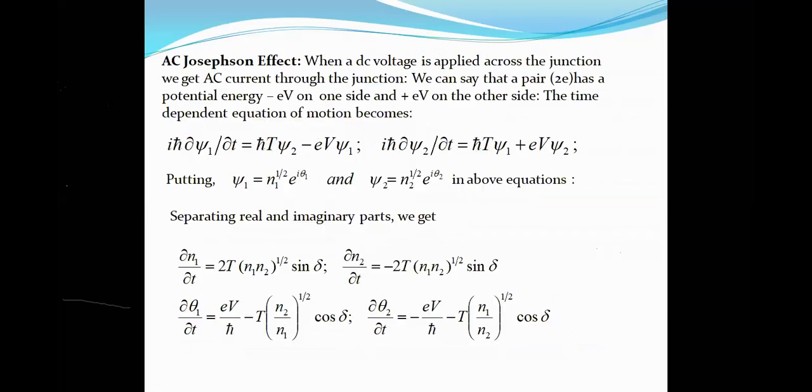Now I will come to this AC Josephson effect. So that was the DC Josephson effect. Now these equations will change slightly. Now you see, as it is written, when a DC voltage is applied across the junction, we get AC current through the junction. We can say that the pair 2E, this is a Cooper pair, has a potential energy minus EV on one side and plus EV on the other side. The time dependent equation of motion becomes.